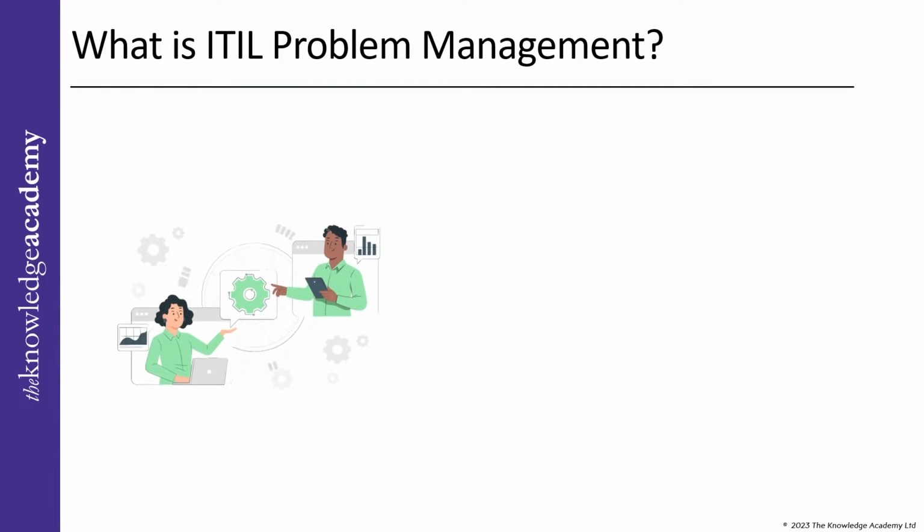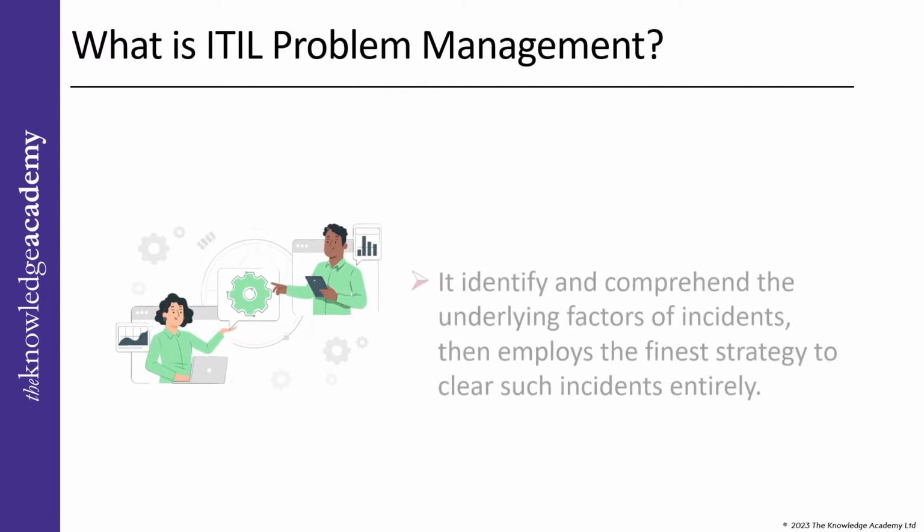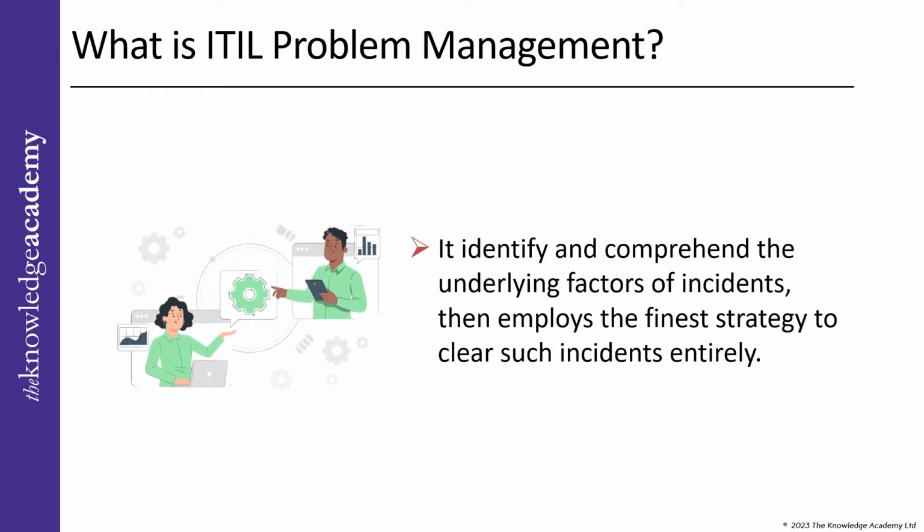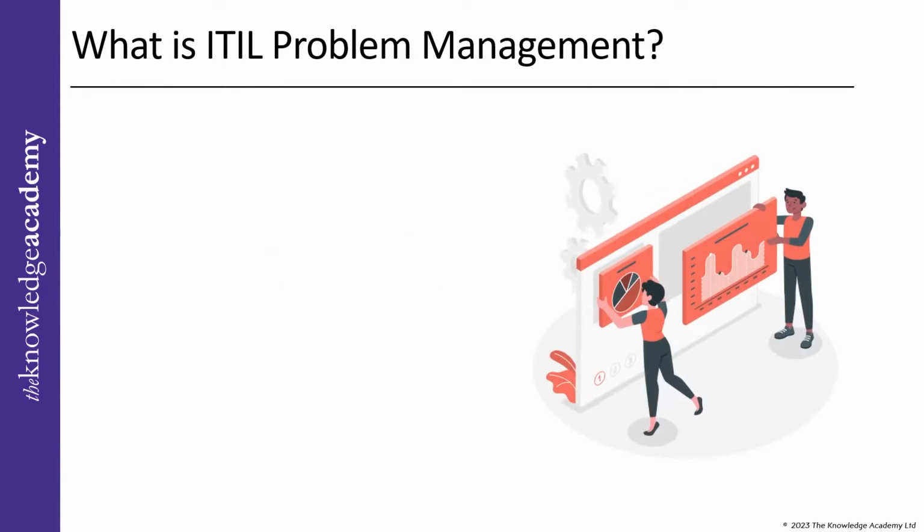ITIL seeks to identify viable remedies for situations by asking, what caused this incident? However, the task of problem management does not merely stop at identifying and resolving problems. It instead tries to identify and comprehend the underlying factors of the incident, and then employs the finest strategy to clear such incidents. A problem is defined by ITIL as a cause that may result in several incidents.